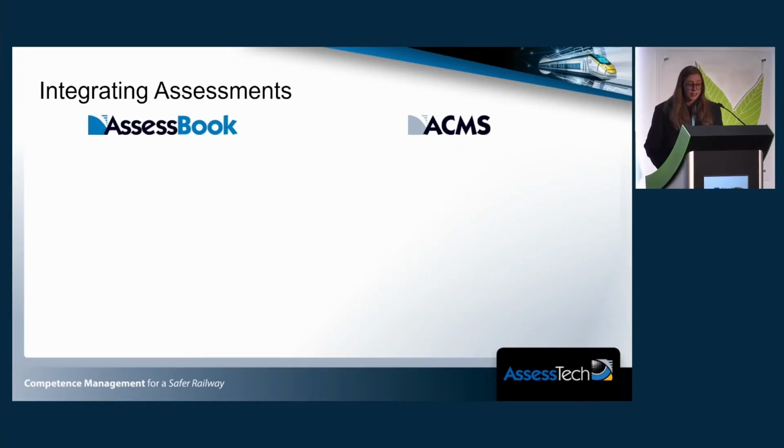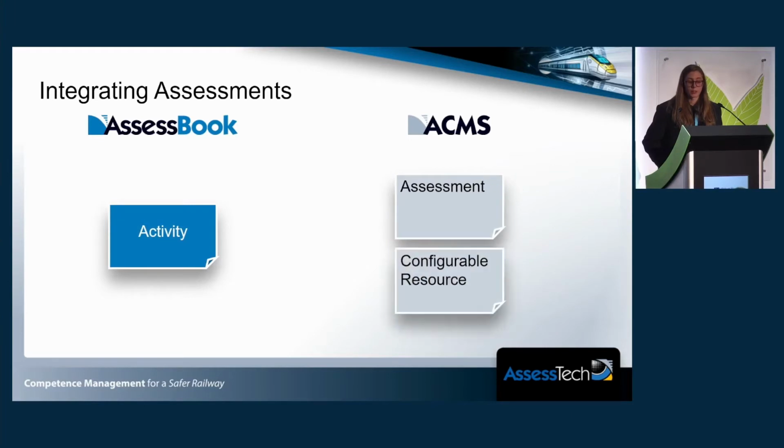Next, we're going to look at integrating assessments. So there are going to be a couple of different ways that we look at doing that from this one slide. So in Assessbook, we've got items like activities or courses, and in ACMS, we've got assessments and configurable resources. So we talked a little bit already about how we've got that criteria mapping SCORM plugin that already exists. But what if we expand that to capture other activity types?